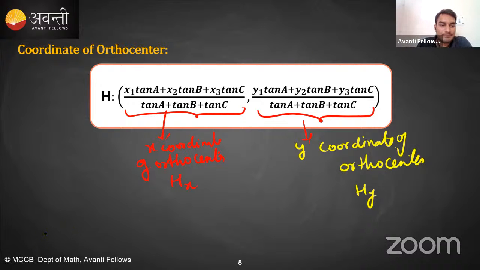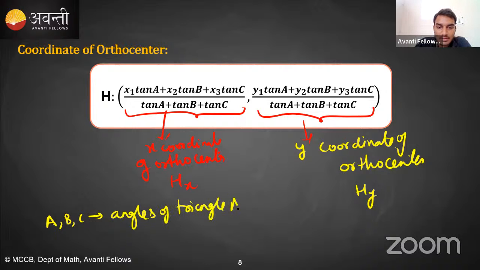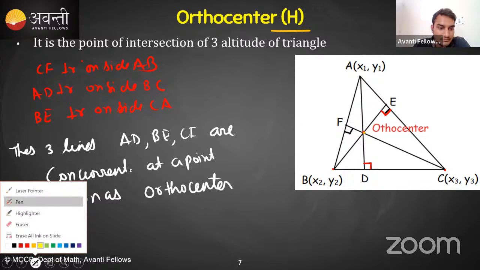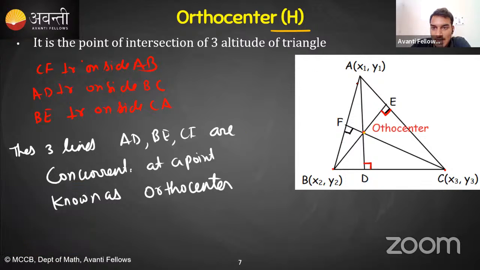What is ABC here? This A, B, C are the angles of triangle ABC. These are the angles of this triangle. You can say that this is your angle A, this is your angle B, and this is your angle C.